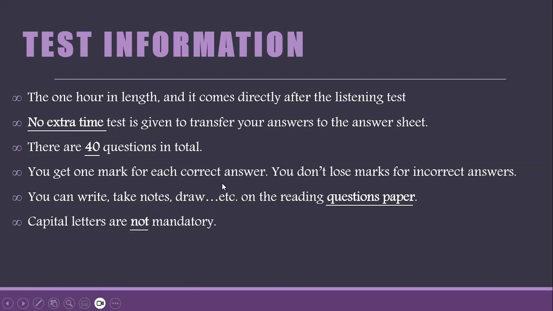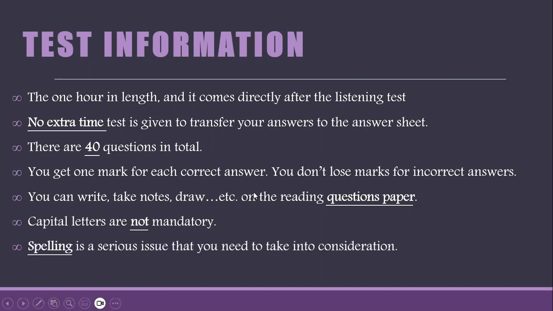Some people ask whether, while they're doing the reading test, they have to write capital letters or not. No, actually, it is not mandatory. If you want, you can write all in capital letters. If you want, you can write all in small letters. It's not going to make any difference for you.